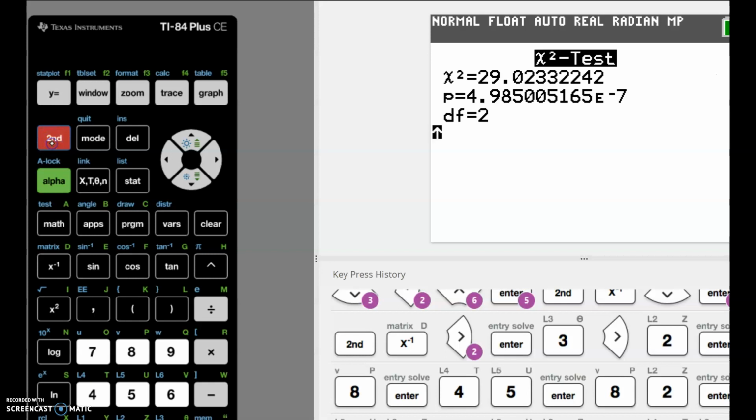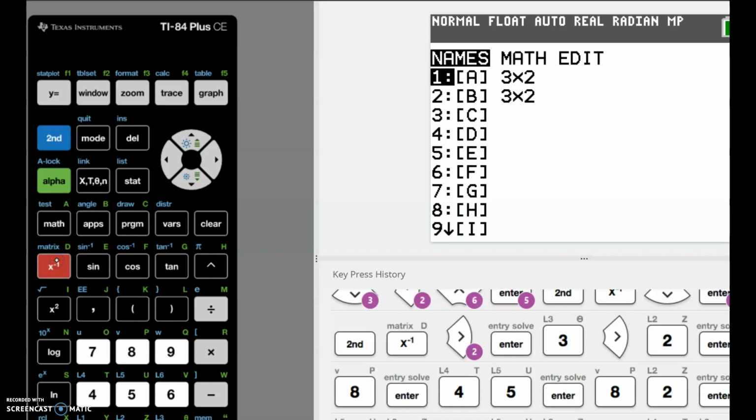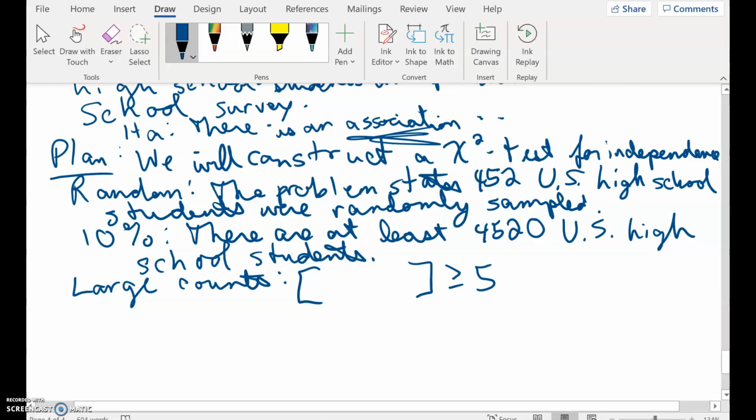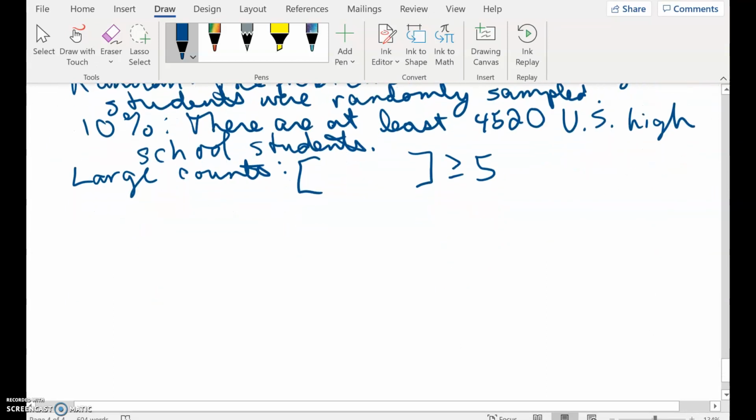So, second matrix. Hey, look, B is now 3 by 2 also. Must have just re-entered all that stuff. And there they all are. Look, they're all at least 5. So just copy them all down. Again, nearest hundredth will be fine. And back to this, you'll fill all those in.